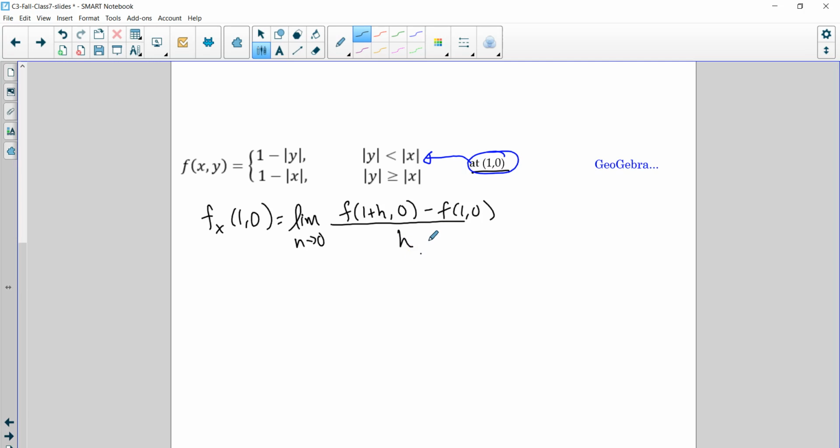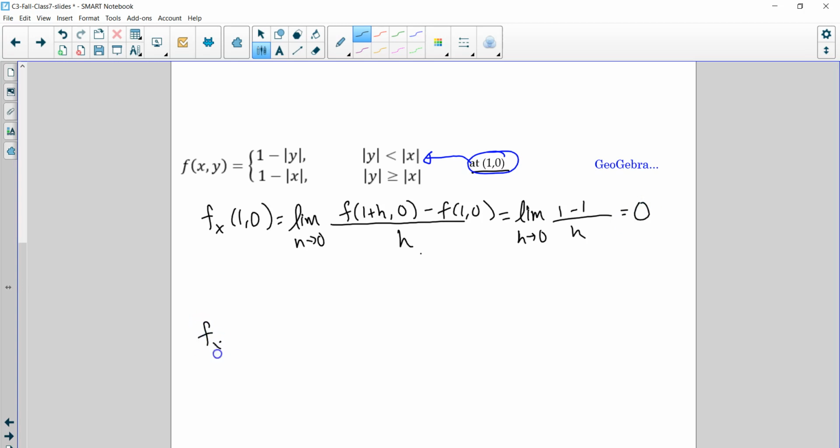All right, and after some computing, and you can verify this, I believe we get the limit as h approaches 0 of 1 minus 1 over h, which is just 0. Oh boy, that's exciting. Okay.